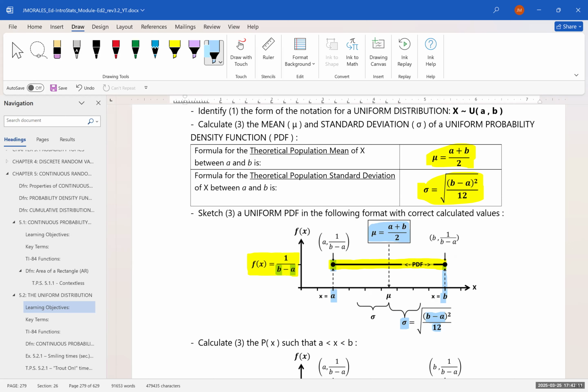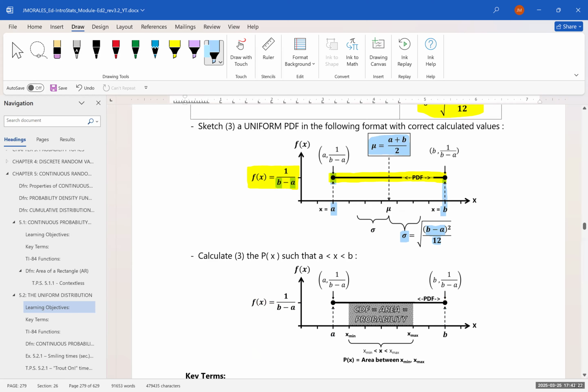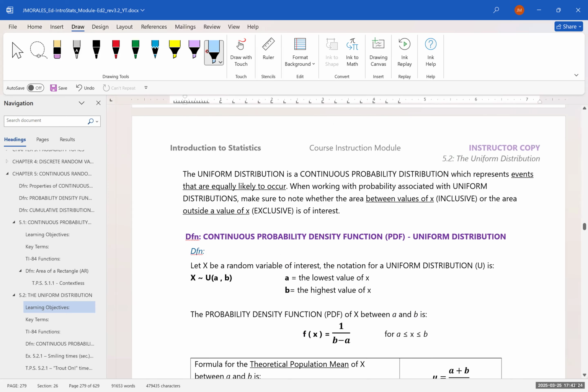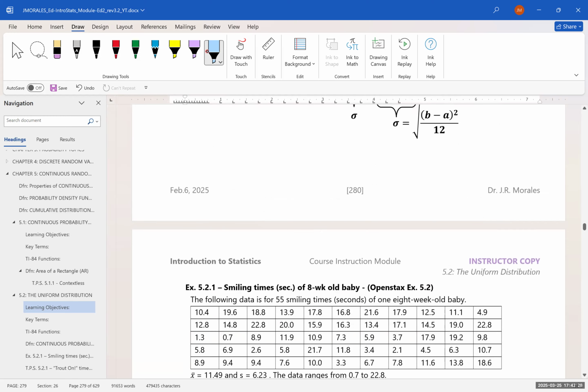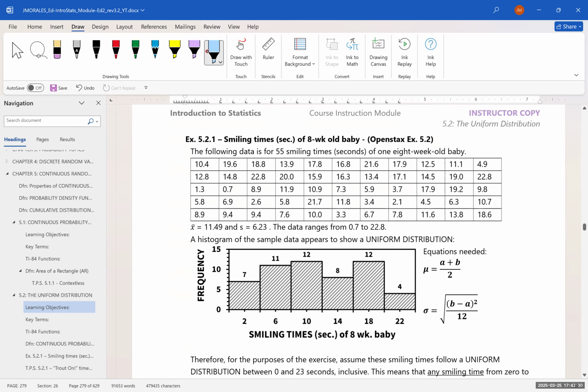So we're going to apply this to some example problems, and we're going to look at some more examples of calculating area underneath the uniform distribution itself. Okay, this is all the same stuff I just talked about. So let's look at the first example here.